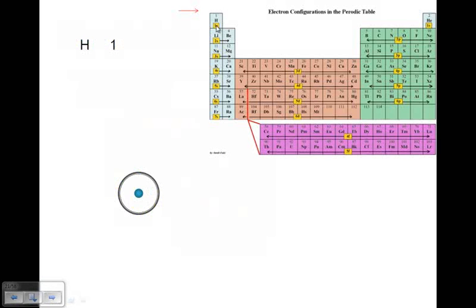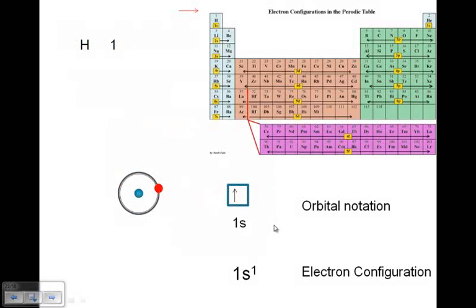So here's hydrogen. It's the first element. It says right here it's a 1s electron. So that means here's the nucleus. It's got 1 shell, and it's an s orbital, and I have 1 electron. So I'm going to put the electron there. So I can draw what's called an orbital notation. So I put this little box, I have a 1s orbital, and I've got 1 electron with a spin, let's say an up spin. I can also write that as an electron configuration, and I just say I have a 1s electron with 1 electron in it.